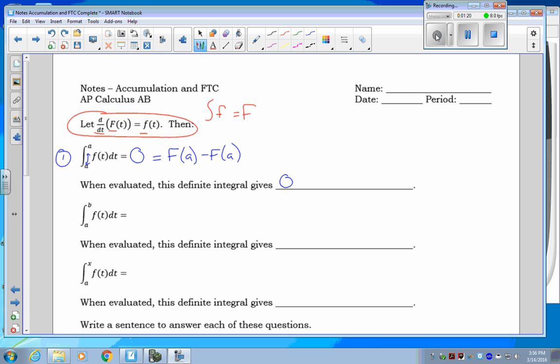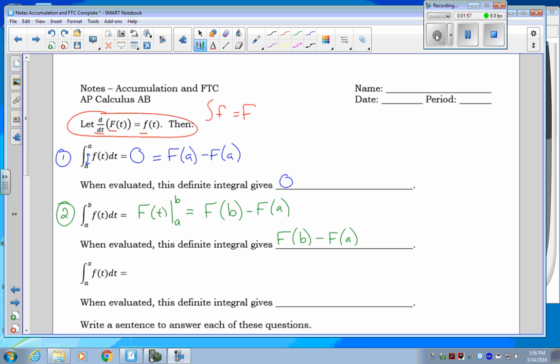Okay. Next one, number 2. For this definite integral, we're going to have the antiderivative of f, and we're going to have that from a to b, which is going to be capital F of the top bound minus capital F of the bottom bound. So that is just our fundamental theorem of calculus that we've been using to evaluate definite integrals, and we would end up with a number.